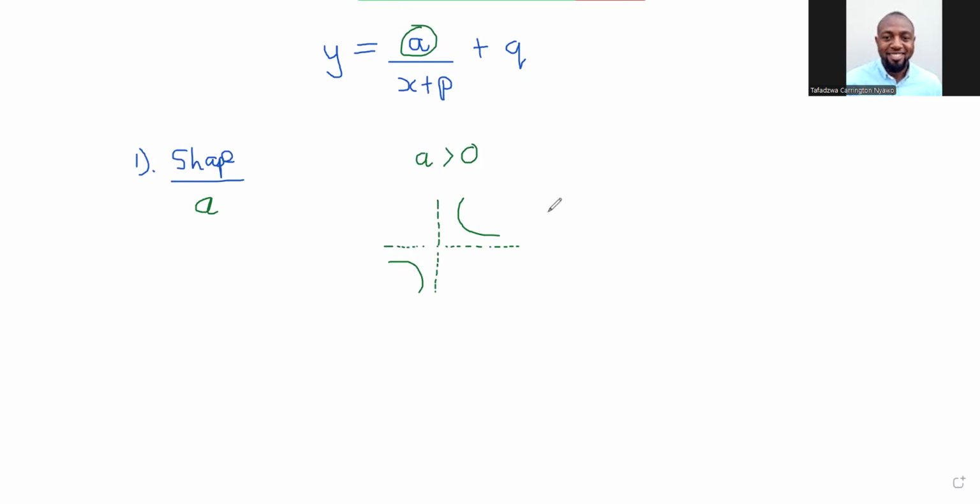That is, if a is greater than 0, and when a is less than 0, the shape will be like this. These dotted lines are my asymptotes, okay? And I said asymptotes are not the same as lines of symmetry. All right, so the shape: a gives us the shape.